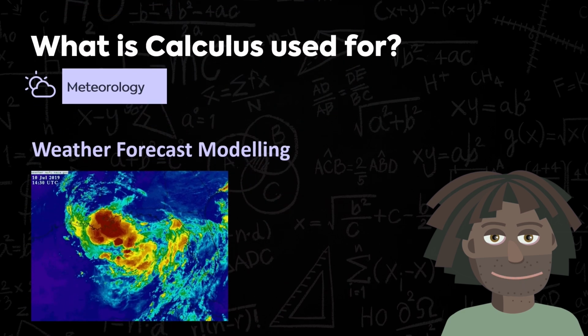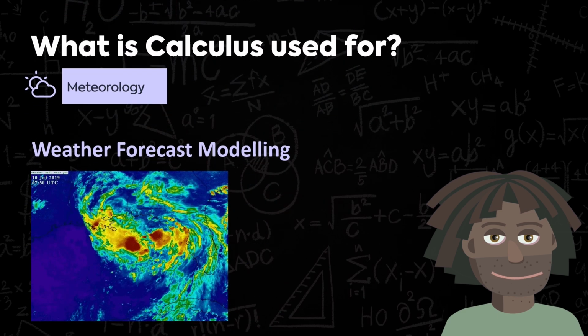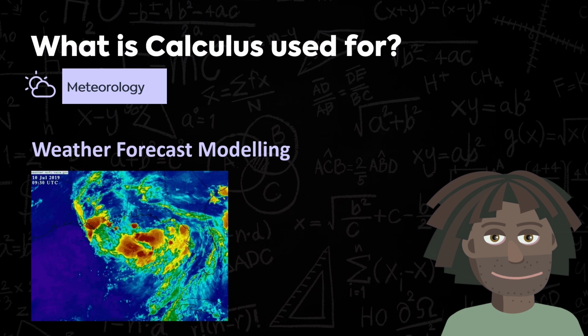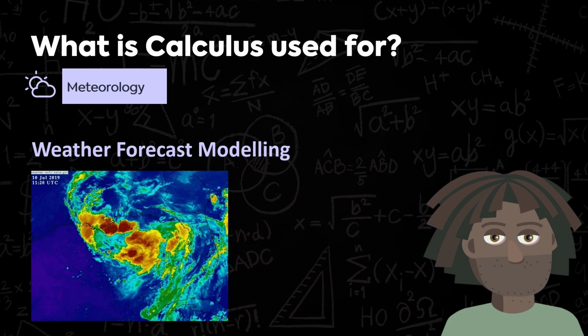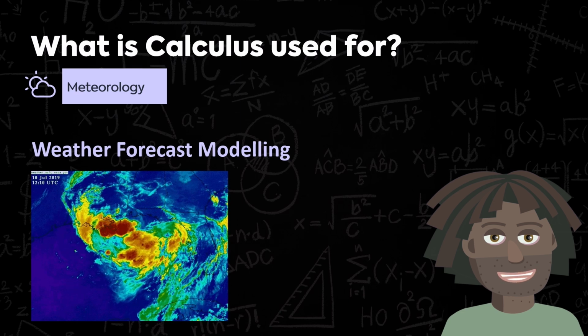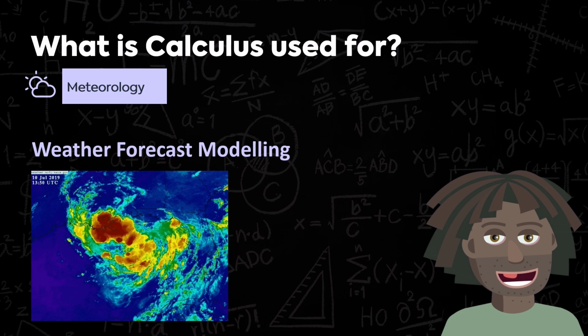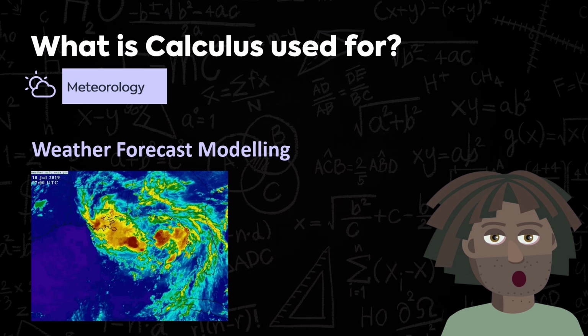Meteorology. We are all familiar with the weather forecasts we see on our television screens every day. But have you ever wondered how these predictions are arrived at? Yes, you guessed it correctly. Calculus. Calculus allows us to model the progress of weather systems and make accurate forecasts of what you will expect when you walk out the door. Hopefully it's not too stormy out there. Ooh.